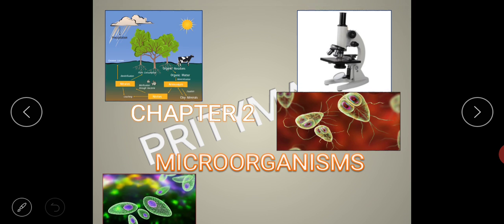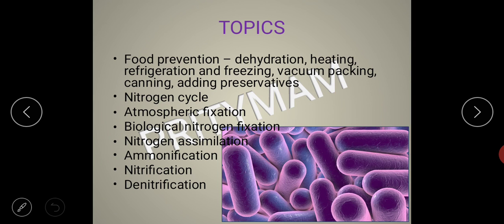The topics that I am going to cover in this chapter are food preservation, different methods in which we are going to stop the food from spoiling. And the methods that we use are the dehydration process, heating process, refrigeration and freezing, vacuum packing, canning and adding preservatives. And with that, I will be teaching you about the nitrogen cycle also.